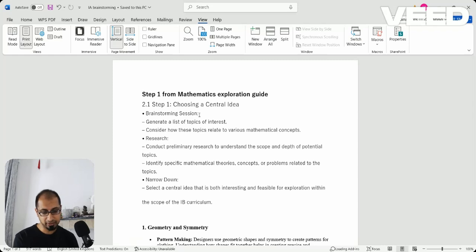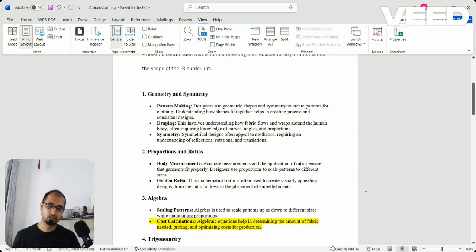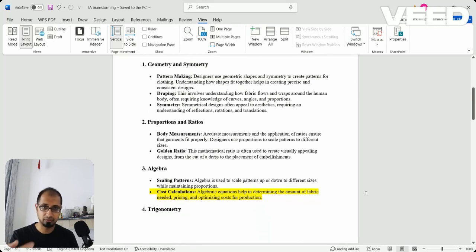So since we already stopped on fashion, because that was what was of interest to the person, we actually did some research on fashion. So I did some Google searches and then came up with a list of different things we can explore. And that's what I'm going to show you on the screen here. When it comes to fashion, you could look at pattern making, draping, symmetry, and these are all on the screen right now. You could explore proportions and ratios, body measurements, and the golden ratio.